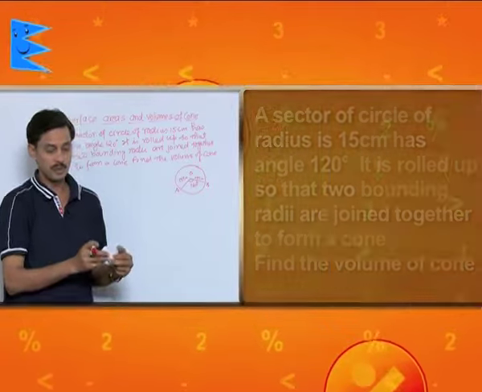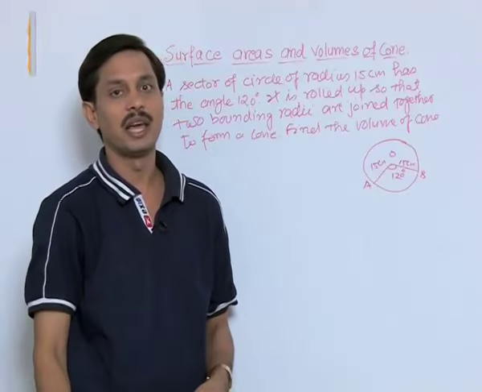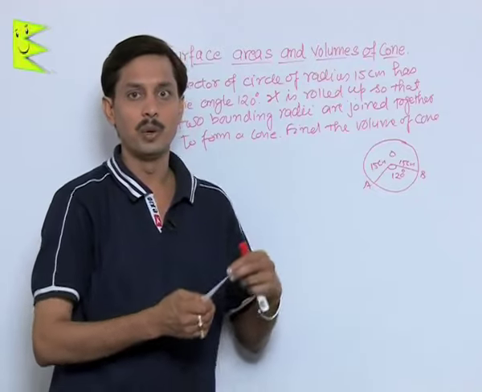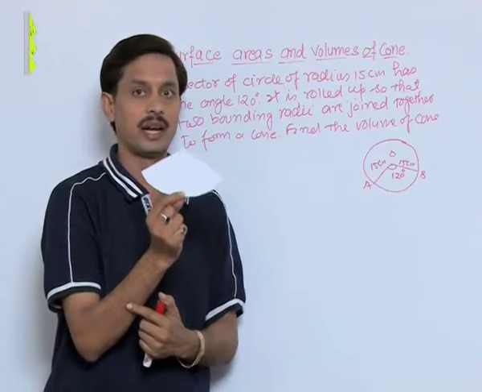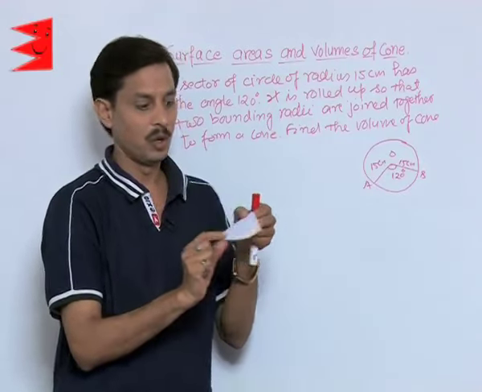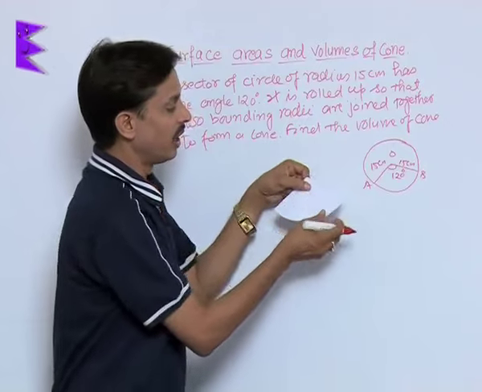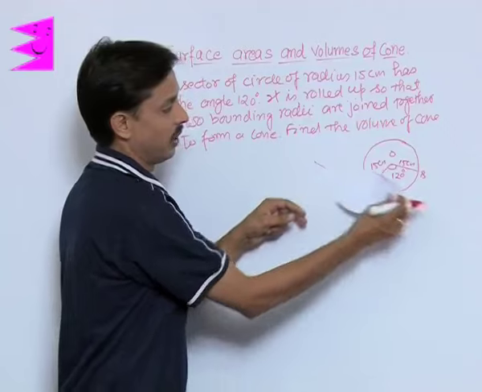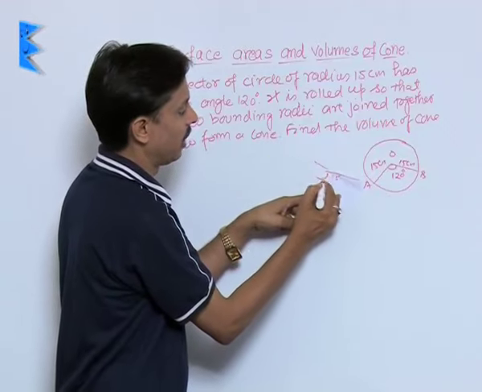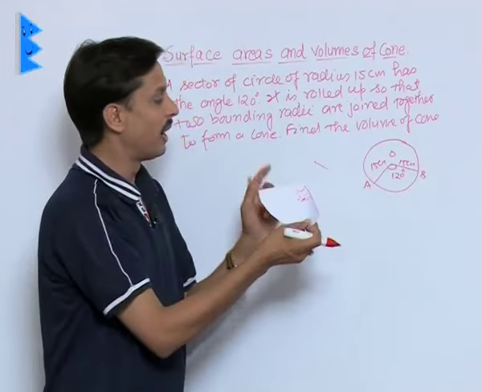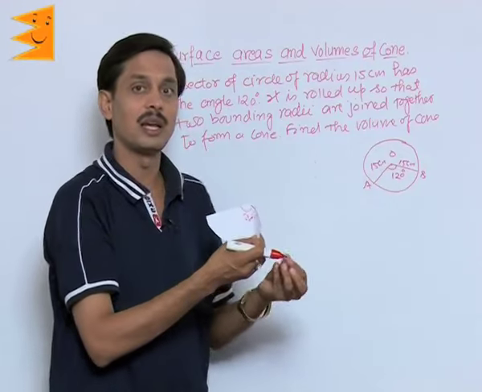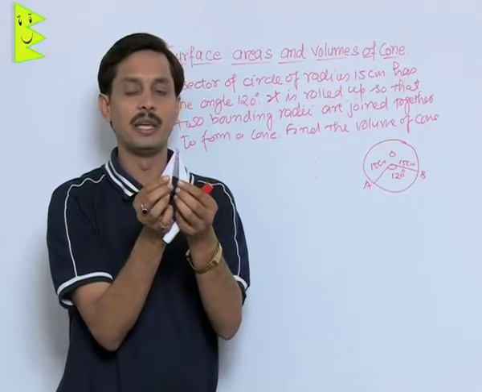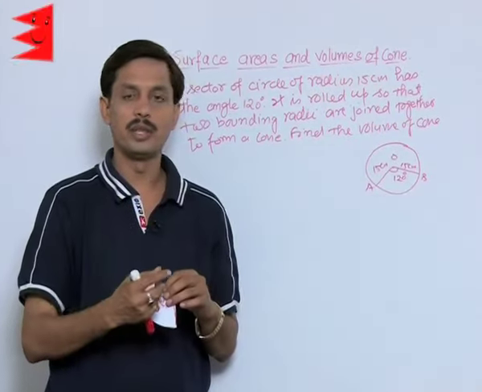Now a question comes: how can a sector be converted to a cone? In order to explain, I have this sector of the circle which I was taking. The radius of this sector is 15, and the sector angle is 120 degrees. If I show you how this sector can be converted into a cone by joining the two bounding radii, there are two important things to note.